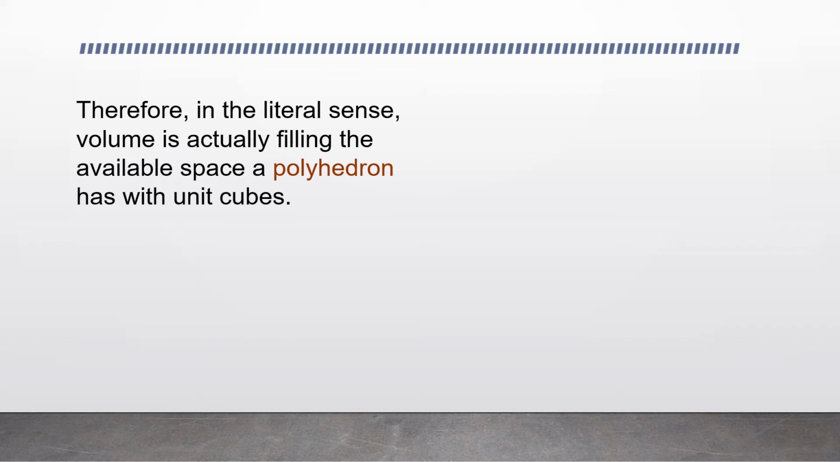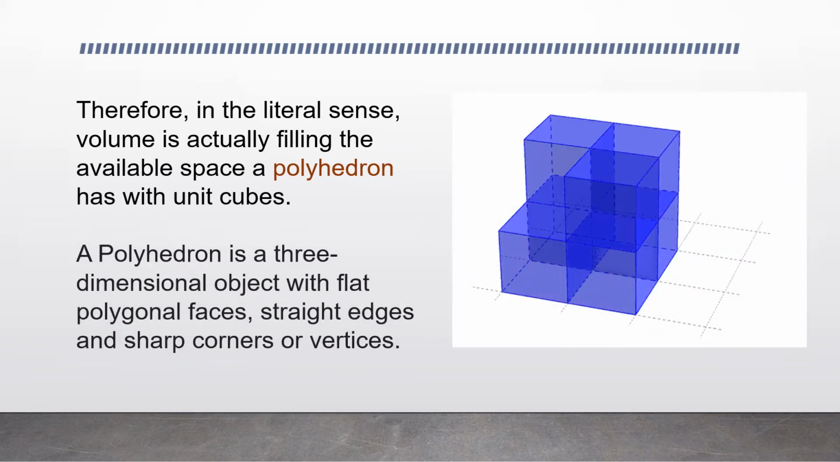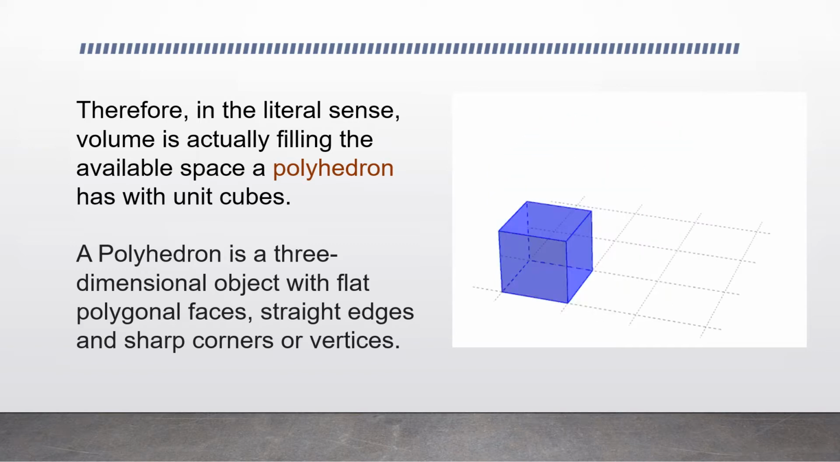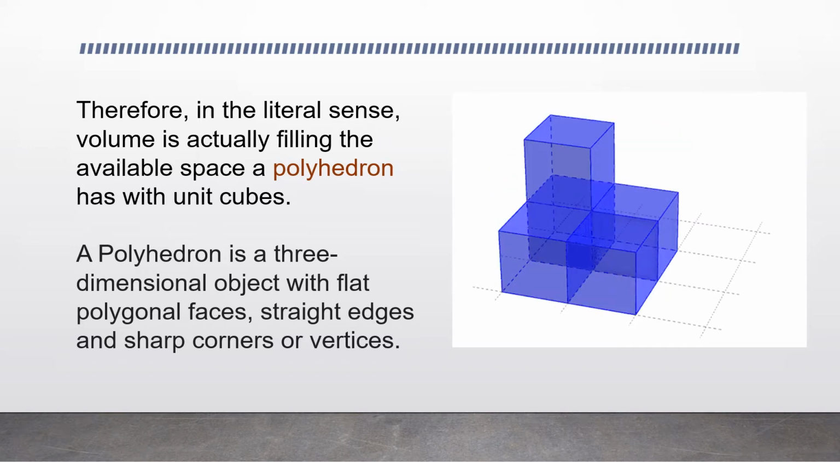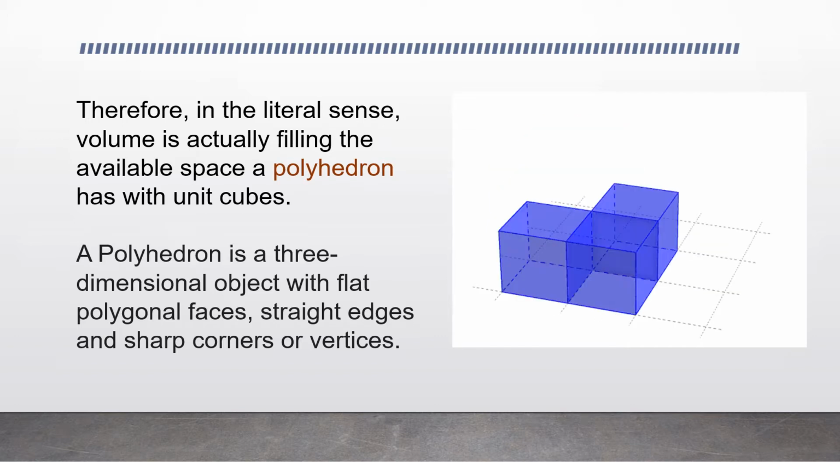Therefore, in the literal sense, volume is actually filling the available space a polyhedron has with unit cubes. Polyhedron. A polyhedron is a three-dimensional object with flat polygonal faces, straight edges, and sharp corners or vertices.